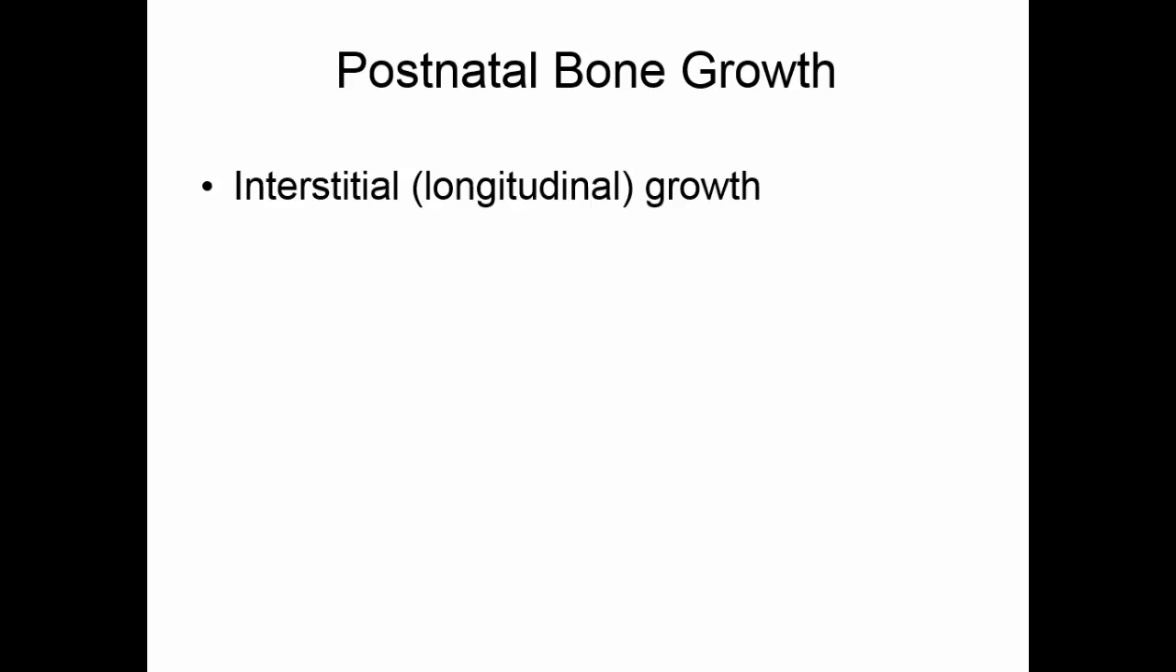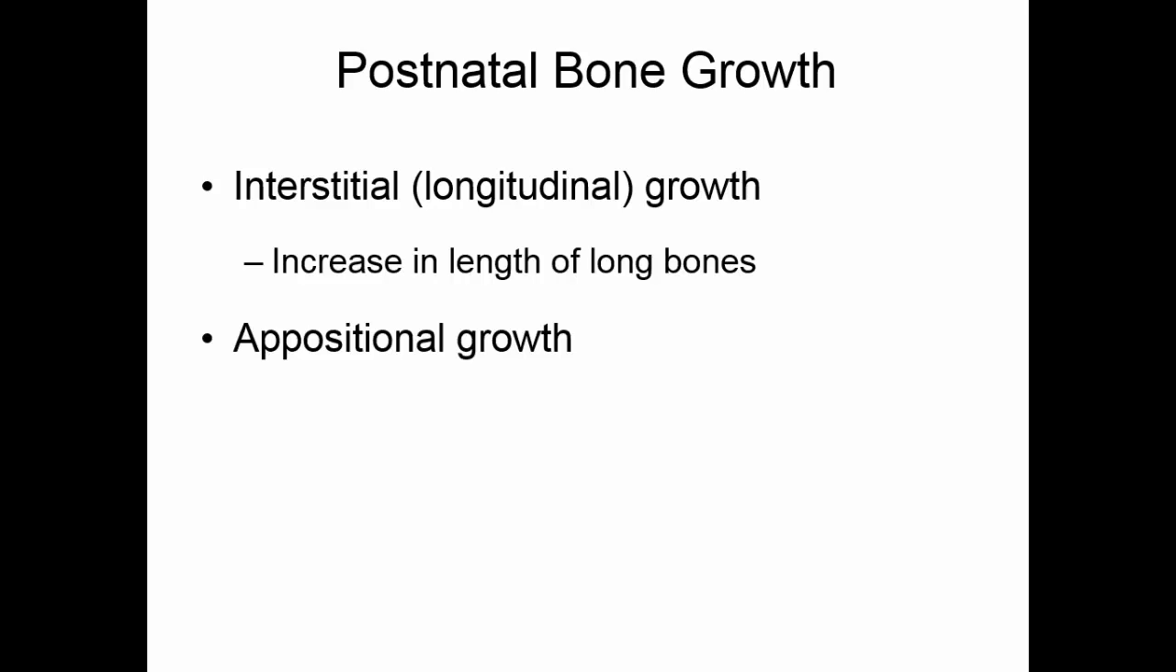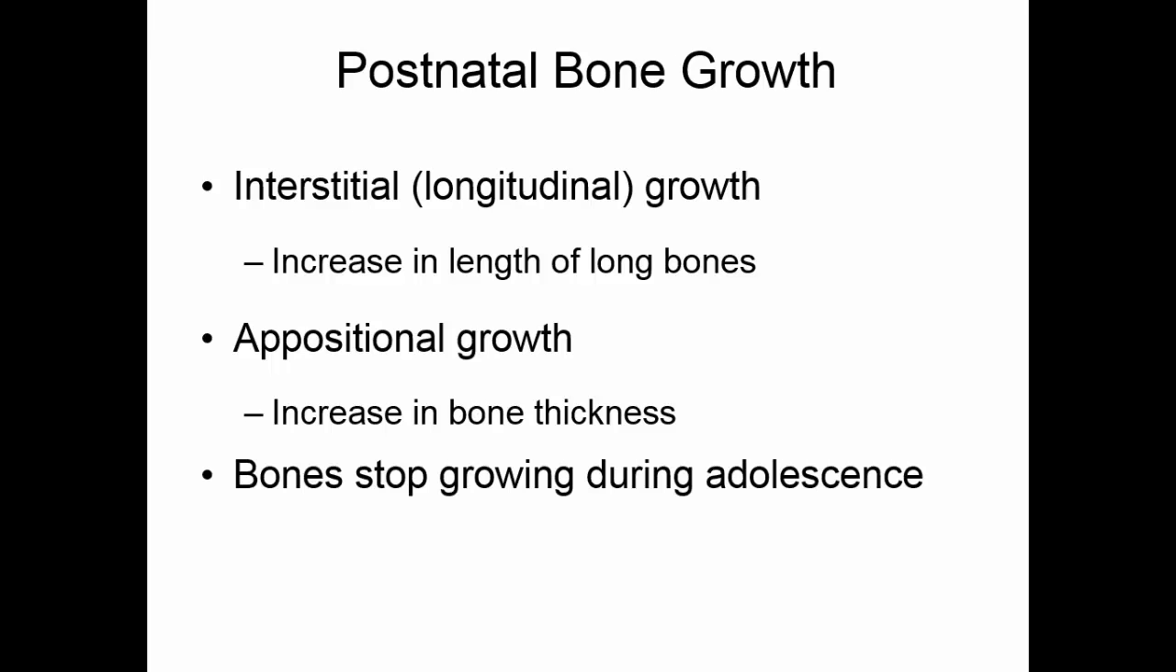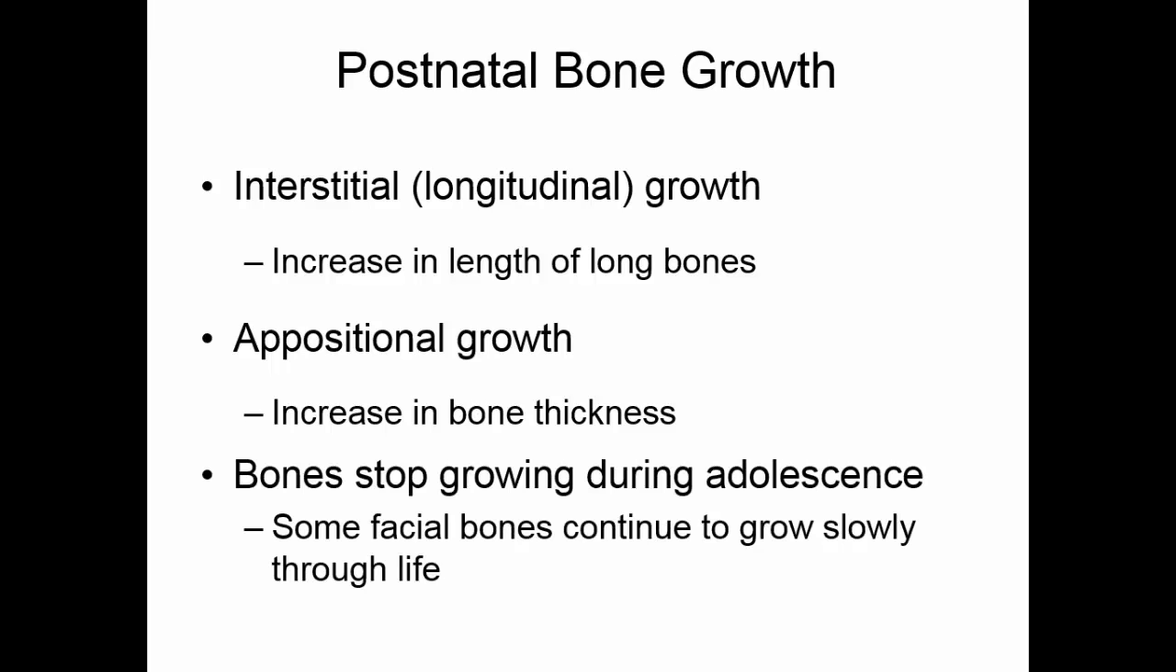Bone growth occurs after we're born. We have interstitial or longitudinal growth, where the bone gets longer, and we have appositional growth. This is an increase in bone thickness. Bones stop growing during adolescence with the exception of some facial bones. The jawbone and the nasal bones can grow slowly throughout life.